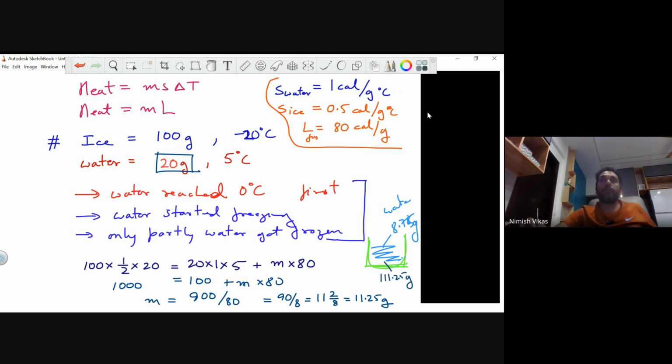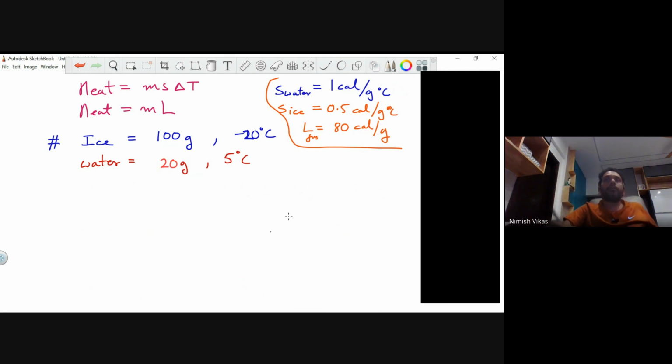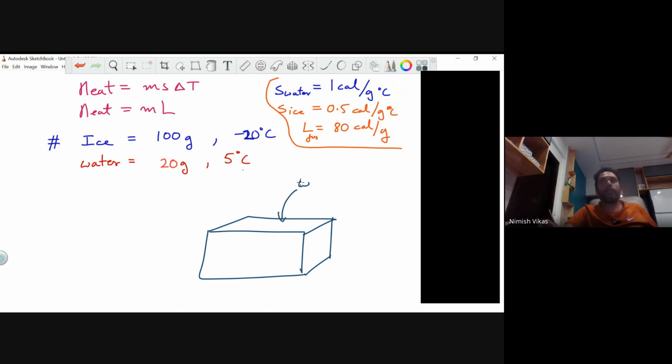So if you can imagine the picture, there was a big block of ice on which you have put water, which was not a very hot water. Some water you pour, and that water also froze. 11 grams of that water froze, and some of the water remained. That is what happened.